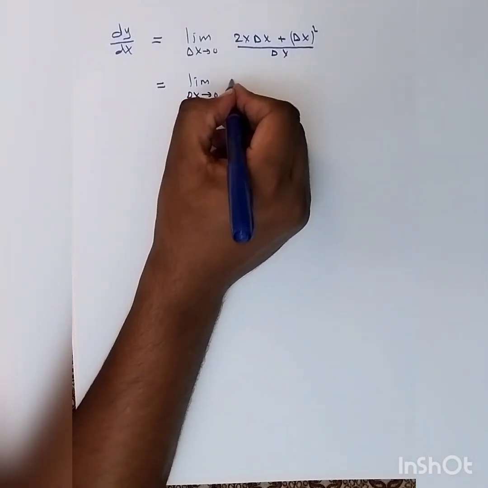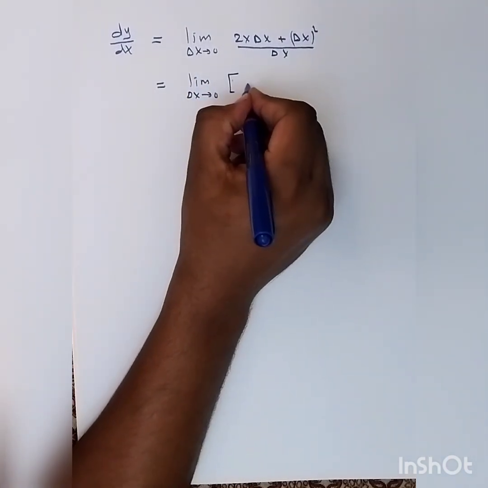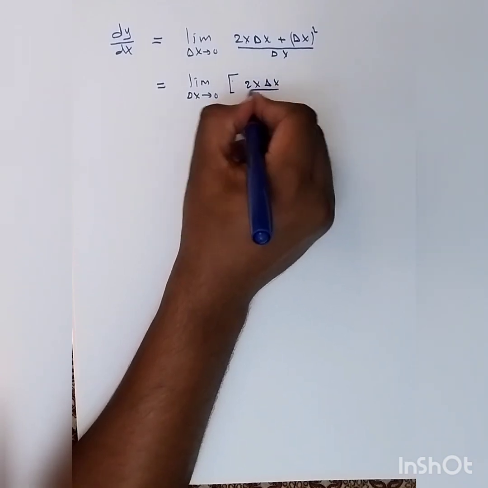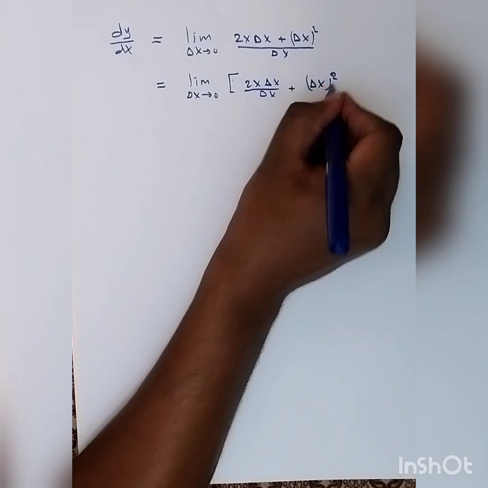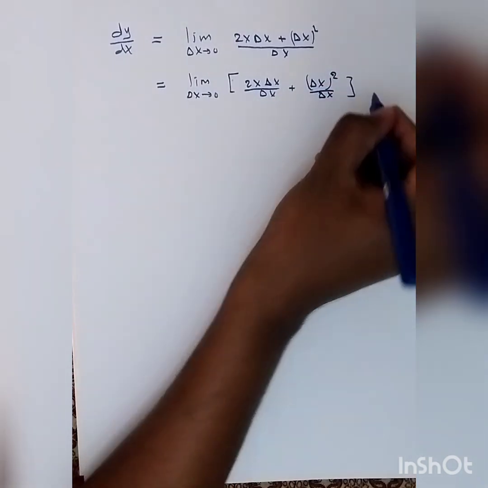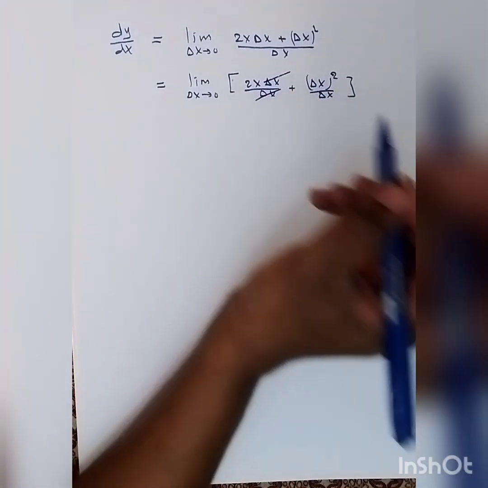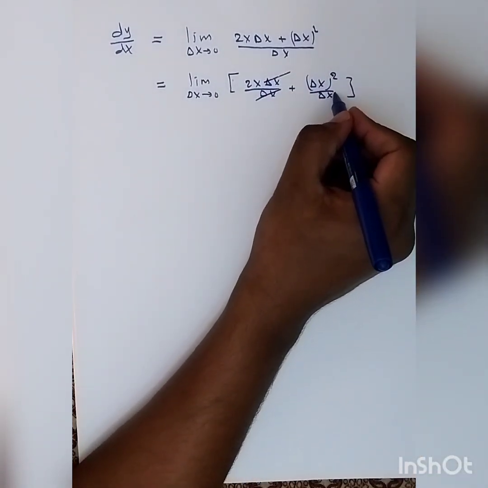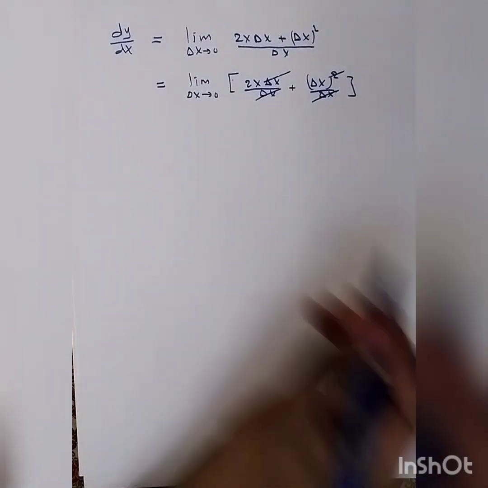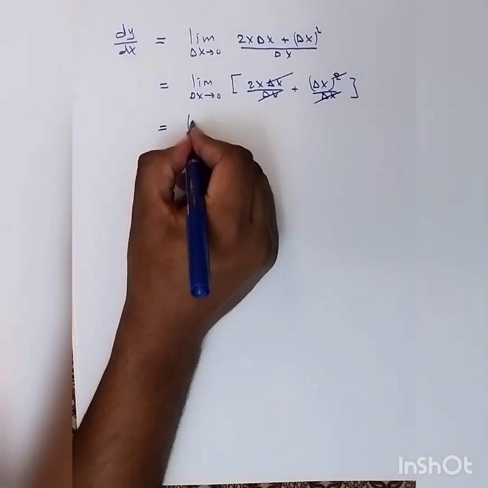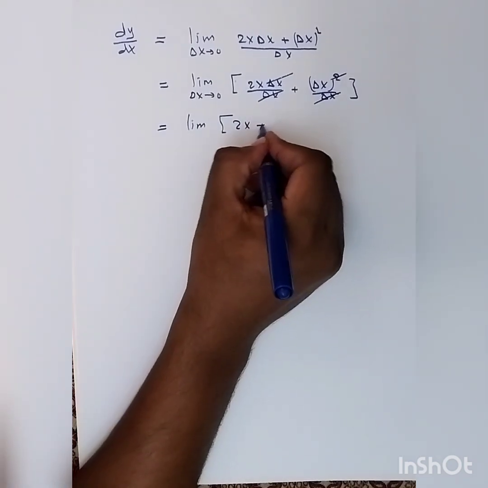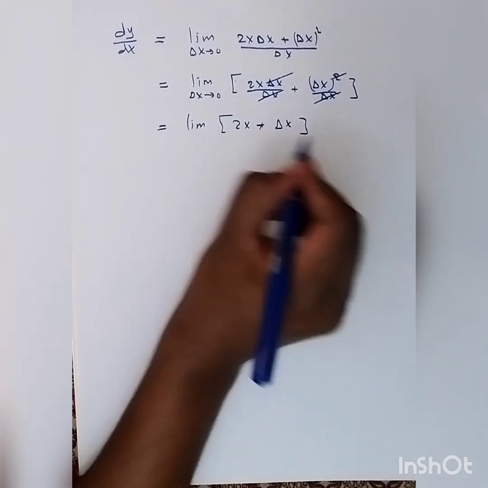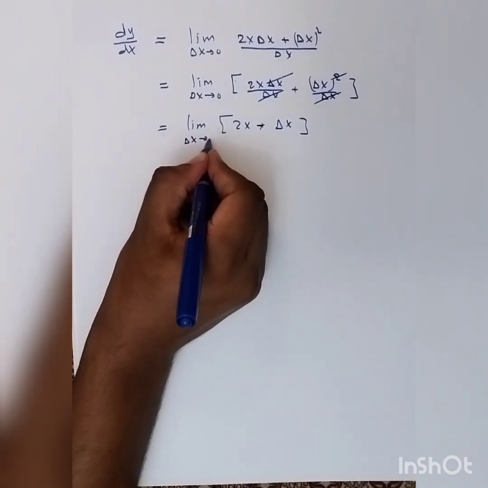Inside those brackets, we will have 2x delta x divided by delta x, and then plus delta x squared divided by delta x. Now those will cancel out, and the delta x squared, one delta x will go with the one delta x in the denominator, and then this will be the limit of 2x plus delta x as delta x approaches 0, right?